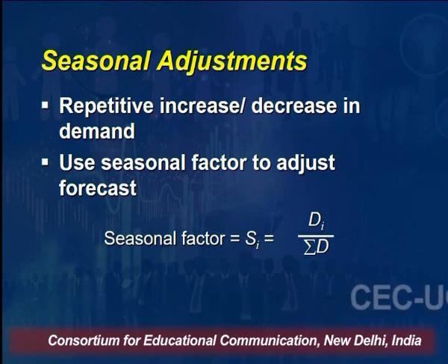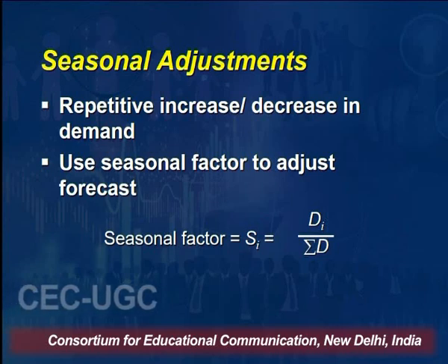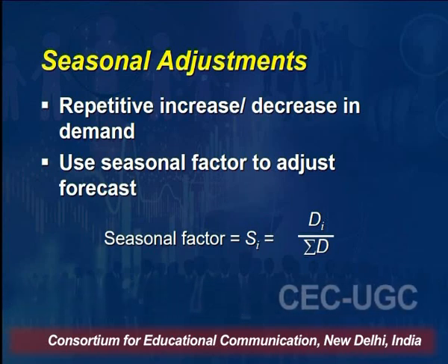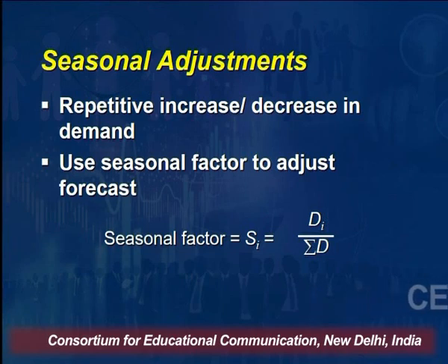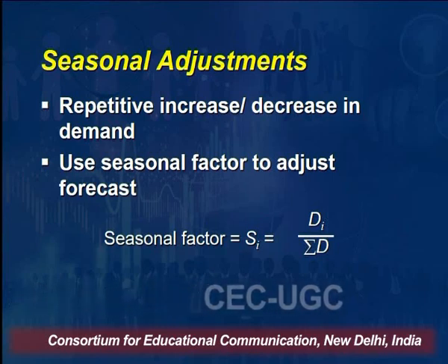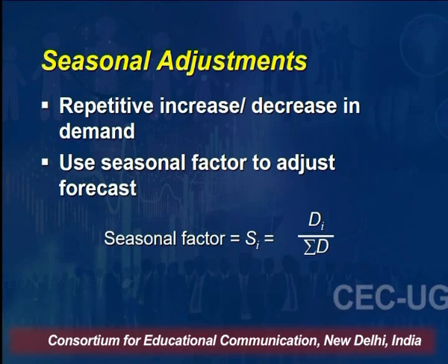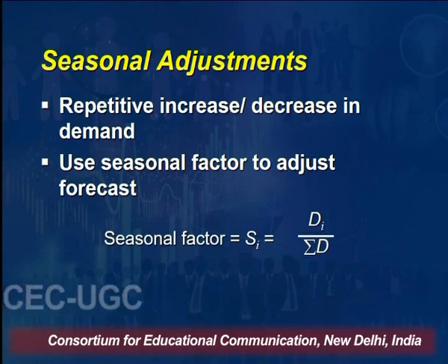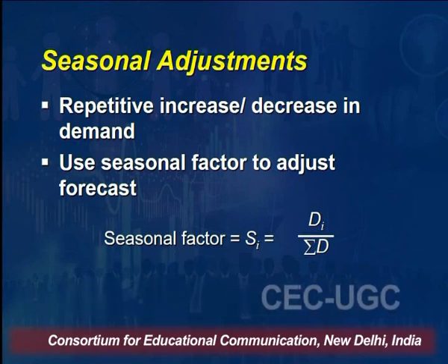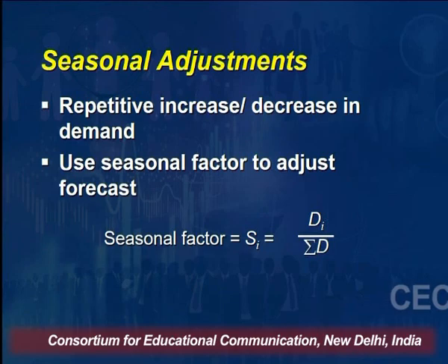Seasonal adjustments are, there is a regular demand, but according to the seasons, as I said earlier, the seasons may be with respect to the weather season, winter season, summer season. So seasonal adjustment is a repetitive increase or decrease in demand; use seasonal factors to adjust the forecast. So here the formula is di upon sigma d, that is demand for period i divided by the summation of the demand for the previous periods.